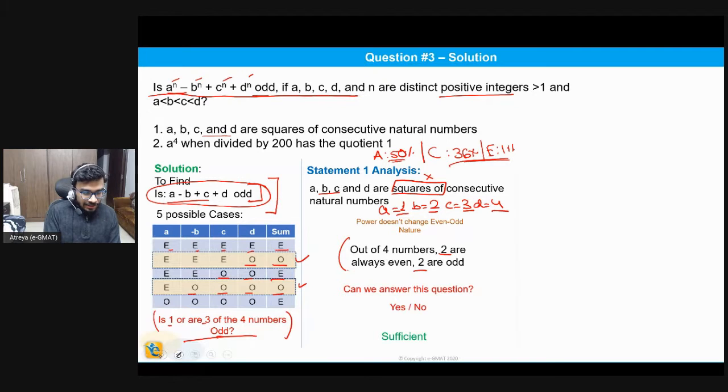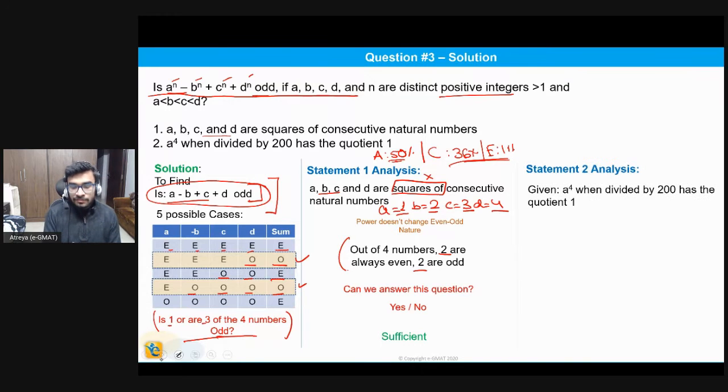Now, let's analyze the second statement because there's a possibility of D being the answer as well. The second statement tells me that a to the power 4 when divided by 200 has the quotient of 1. So in this statement, I only have A. Where's B or C? I do not have any information on B or C, right? B can be even, odd, I don't know that. So since I do not have any information on B or C or even D, I cannot say whether one of them or three of them are odd numbers or not. So the second statement is not sufficient to answer the question.